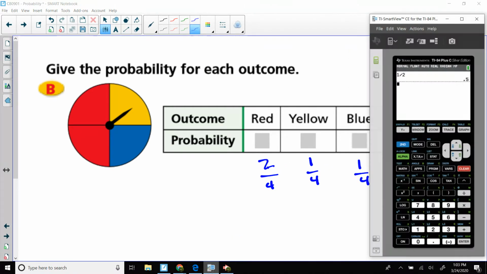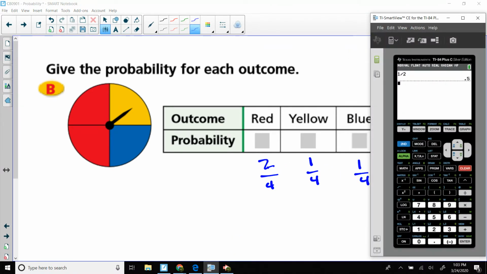So if you don't know, and just because I feel like using this pretty cool calculator, we're going to do 2 divided by 4 as an answer. We get the same 0.5.